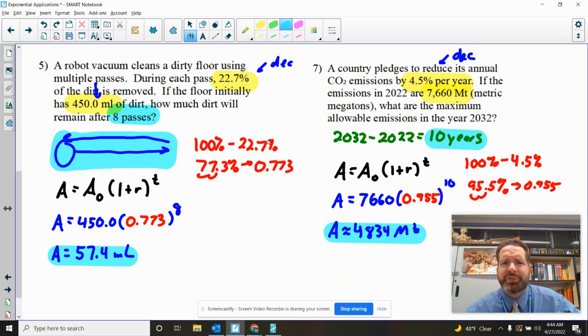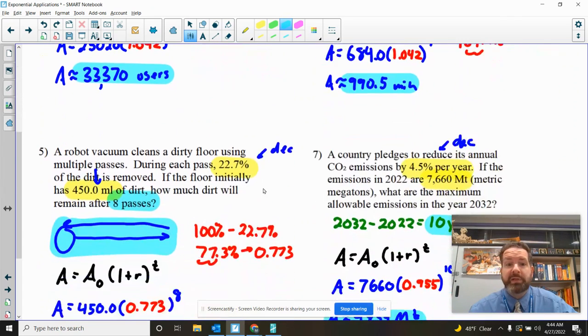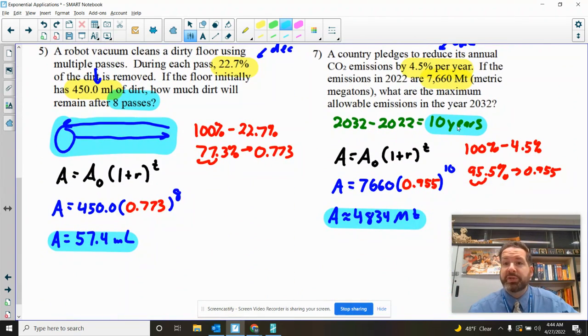Okay, and all of these, I want you to see that it's really the same idea. Starting amount, multiplier, power, amount of time. And that multiplier tends to be the trickiest part. So just take a moment, make sure you know whether you're going up or down and by how much. And that sort of organization should help you get to the right place each time.